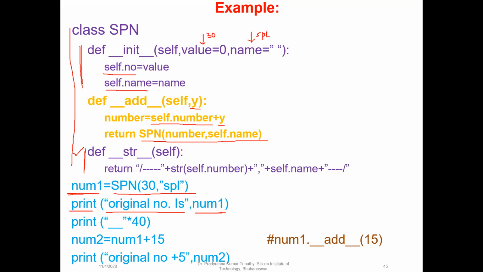Is it understood up to this point? Yes, sir. Okay. The next line prints this underscore symbol 40 times, because it is multiplied by 40. So 40 characters will be there, so there is a line. First it has printed the first object norm1. A line will appear, and then I write norm2 is equal to norm1 plus 15.